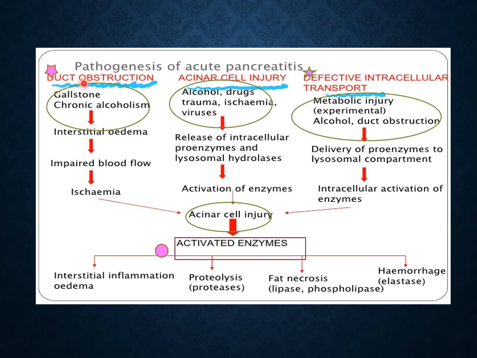Other causes would be pancreatic duct obstruction, such as gallstone obstruction, and chronic alcoholism, the two most common causes. These will cause inflammation, ischemia, and further injury to the acinar cells, and this acinar cell injury, again, activates the enzymes. The third mechanism is defective intracellular transport, such as can be caused by metabolic injury, alcohol, or duct obstruction. In these conditions, the delivery of proenzymes to the lysosome compartment is affected, and there's intracellular activation of enzyme leading to acinar cell injury.